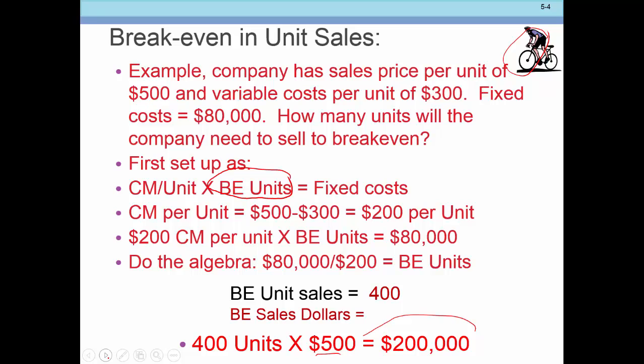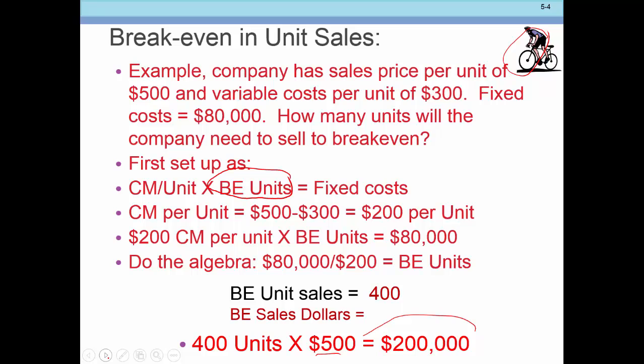I go ahead and I do the algebra. I take the 80,000, I divide that by the contribution margin per unit. I have to sell what? 400 bikes just to break even, don't I? Okay. Now, sometimes you'll want to know, well, what is that in dollars? And you simply take the number of units, 400 units in this example, times the $500 per unit sales price, and that turns those units into dollars, doesn't it? If you wanted to quote the number of dollars you need to break even.